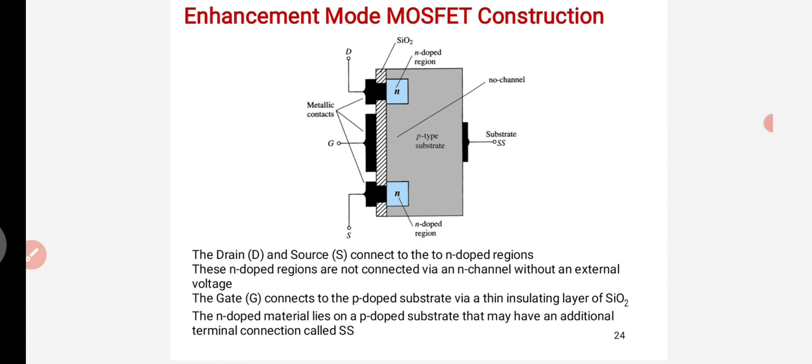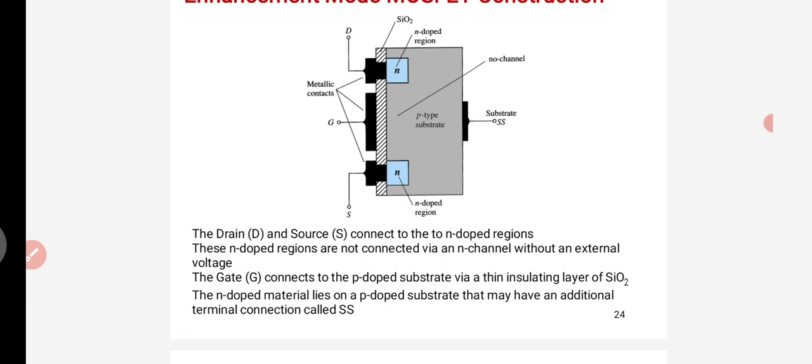The N-doped material lies on a P-doped substrate that may have an additional terminal connection called SS, that is the substrate connection. This is the construction of the enhancement mode transistor.